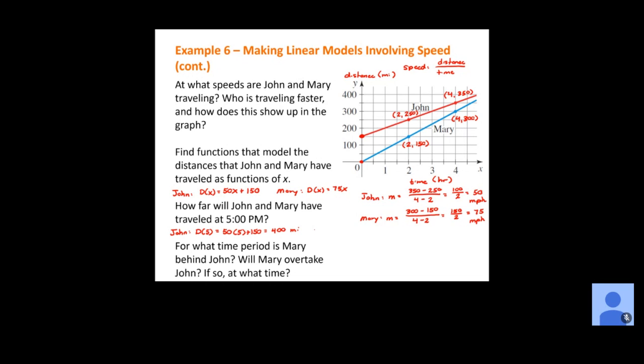And now for Mary, again, we're using our distance function for Mary this time. d of 5 is equal to 75 times 5. And if we multiply that this time, that should give us 375 miles. So at 5 p.m., it looks like John has traveled 400 miles, Mary has traveled 375 miles.